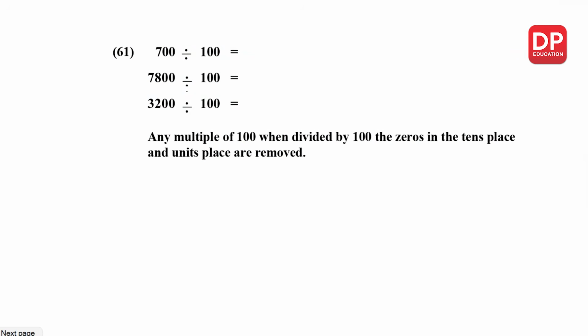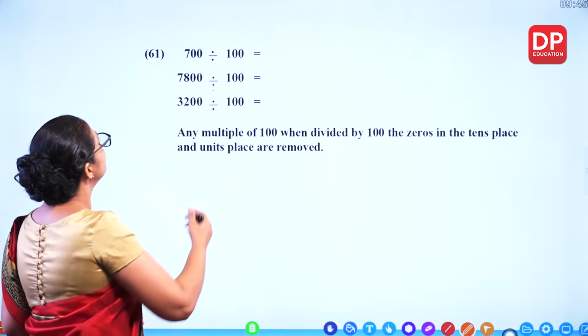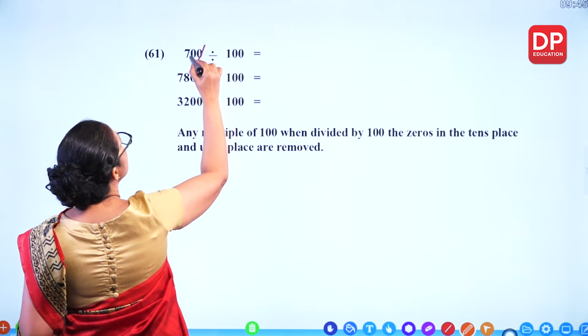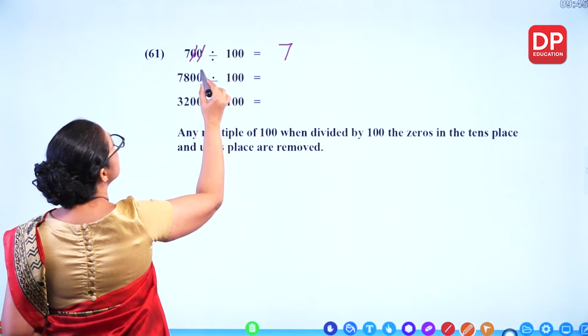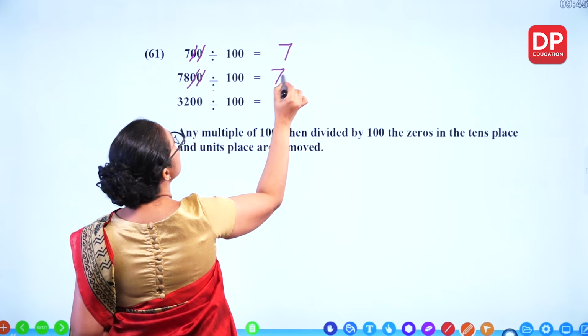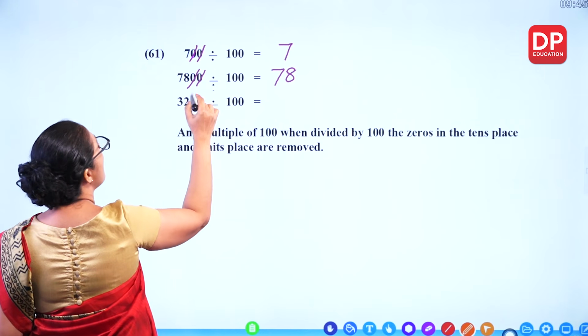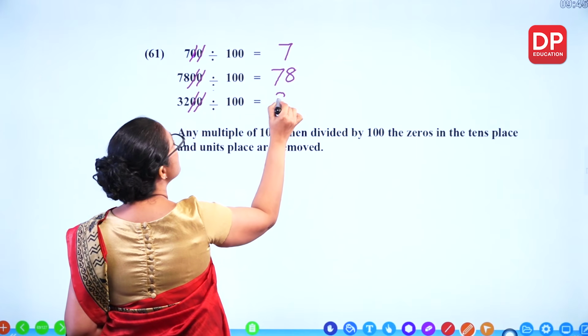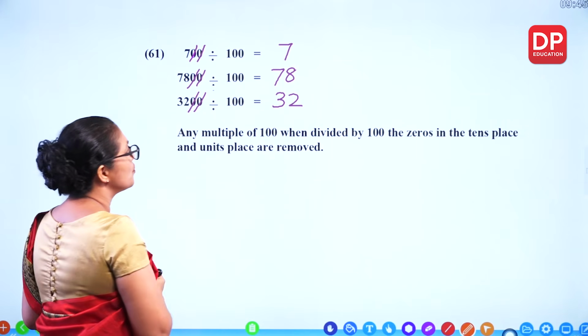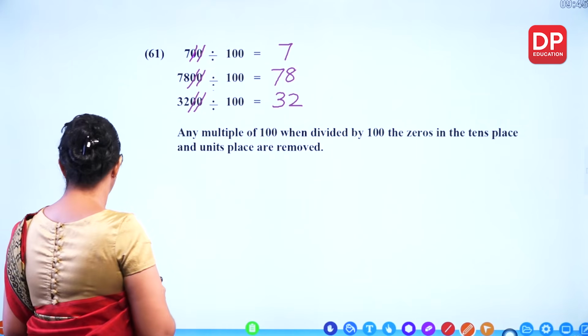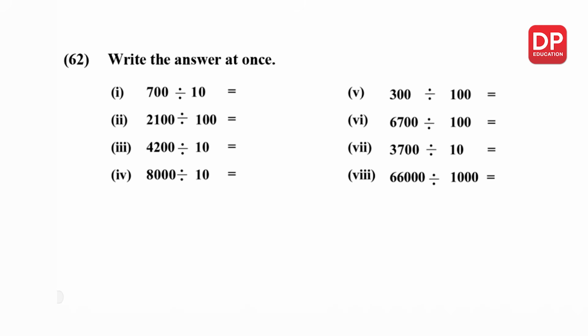When you are dividing by 100, you cross out 2 zeros. Divide by 100, that means 7. Here, remove this one, 78 is the answer. Divide by 100 means remove 2 zeros, that's 32. Write the answer at once.